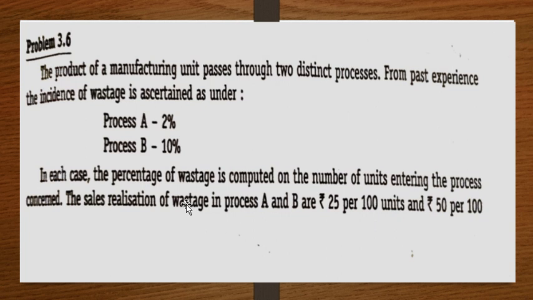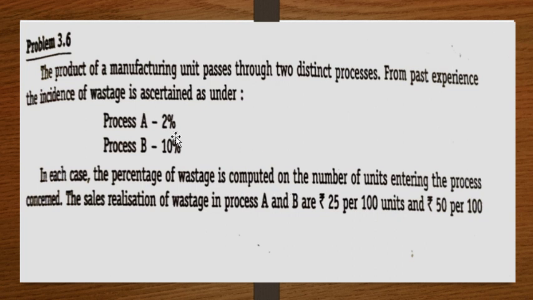concerned. The sales realization of wastage in process A and B are rupees 25 per 100 units and rupees 50 per unit. So they have given here the normal wastage, which they have stated as 2% and 10% for process A and for process B, and they have told this wastage is calculated based on the number of units entering the process. That is nothing but the inputs in units introduced, on which the percentage of wastage will be calculated.